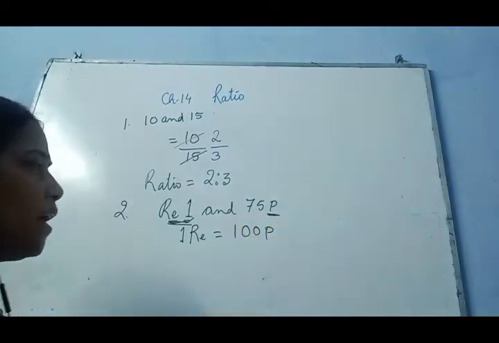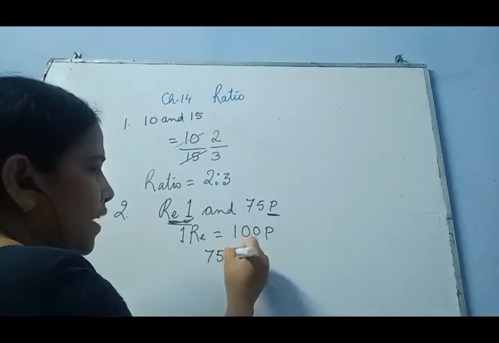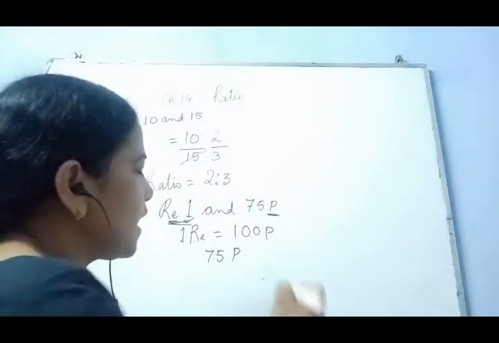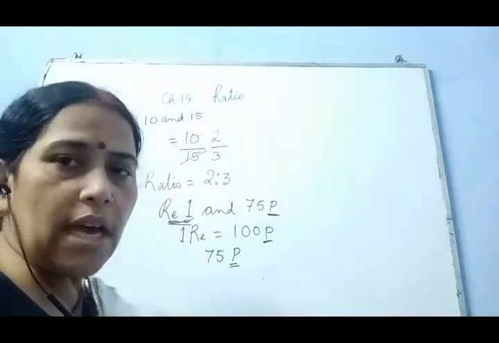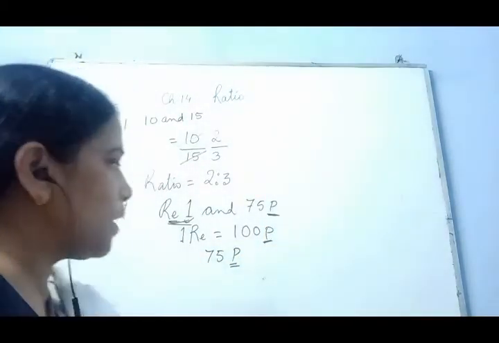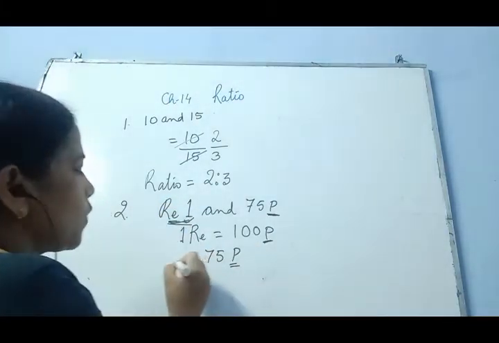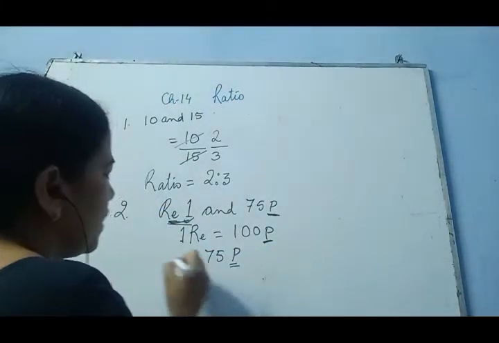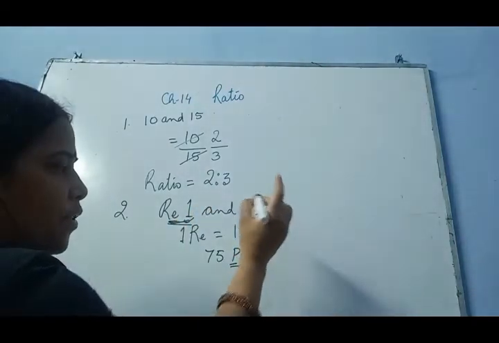100 paise, okay. And the 75 we will take like that only, 75 paise. Understood? Now we see that this is also paise, this is also paise. Both are in the same unit. You have to keep this also in mind. Now we will find the ratio of this. So when we find the ratio of rupee 1 and 75, you remember that.